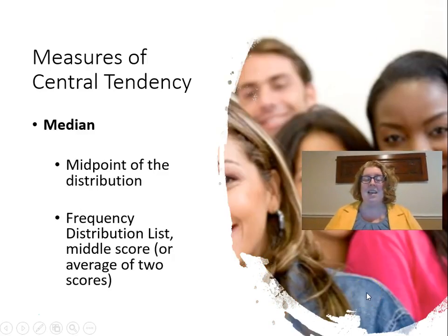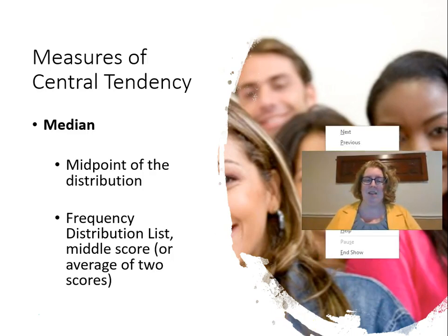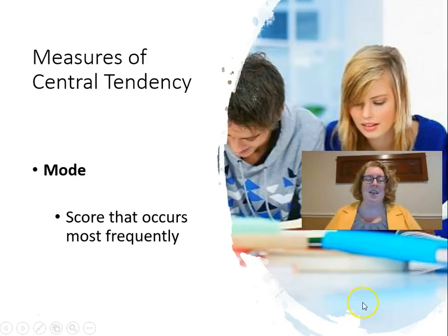The median is the midpoint of the distribution. So you put all of your scores in order from lowest to highest, and then you find that middle score. If you happen to have an even number of scores, then you take the average of the two scores in the middle. And then the mode is the score that occurs the most frequently. In general, we have the least use for modes. So we'll talk a lot about mean and median in describing measures of central tendency. We talk a lot less about mode.